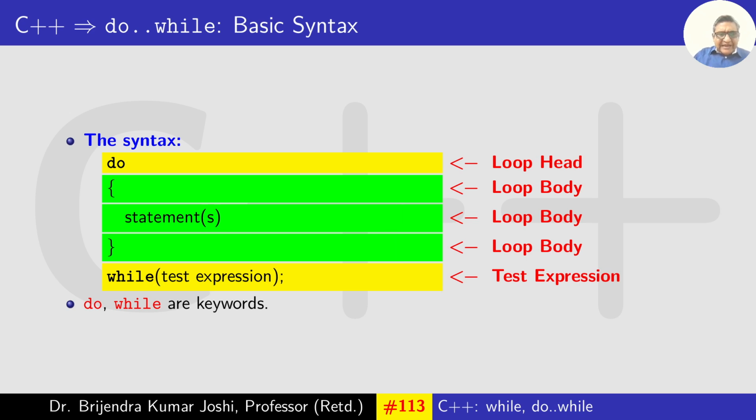So it will enter the loop definitely, and then it will test the expression. If it fails, it will come out of the loop, otherwise it would continue to execute the loop body. Again, do and while both are keywords.